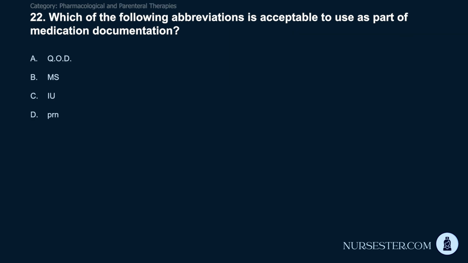22. Which of the following abbreviations is acceptable to use as part of medication documentation? A. QOD. B. MS. C. IU. D. PRN. Correct answer, D.